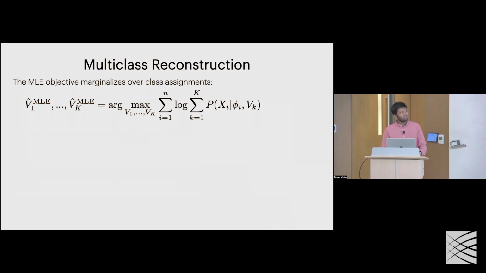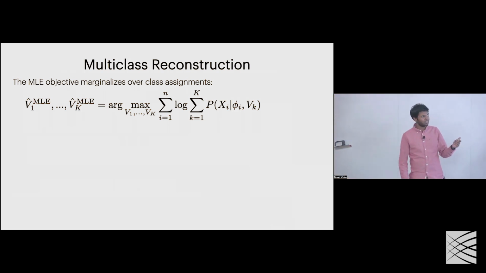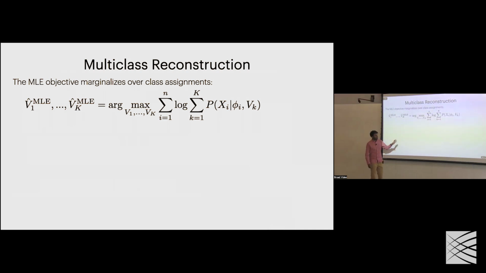I won't go through the full derivation here. This is just to show that the objective looks very similar to what we saw in the homogeneous case. So I'm assuming here that we know the poses ahead of time. That's actually a reasonable assumption. Sometimes you do the sort of 3D classification after doing an initial homogeneous reconstruction.